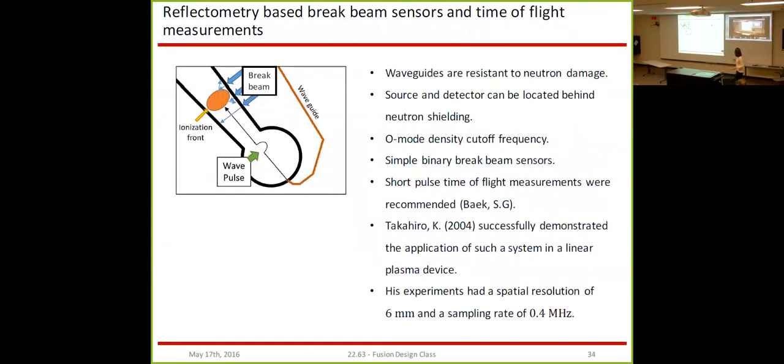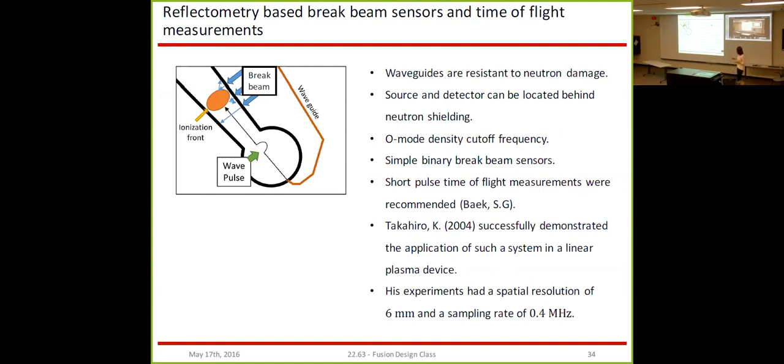Now, this system is schematically diagrammed for you up here. All of our reflectometers will come in through the FLiBe tank as waveguides, and these waveguides, being made of steel, are resistant to neutron damage, and they allow the source and the detector to be located outside of the FLiBe tank. Both the coarse and the fine systems will use an O-mode density cutoff, and basically what that means is that when you send a wave pulse through the plasma, it won't be able to propagate beyond a certain density, so it will bounce back off.